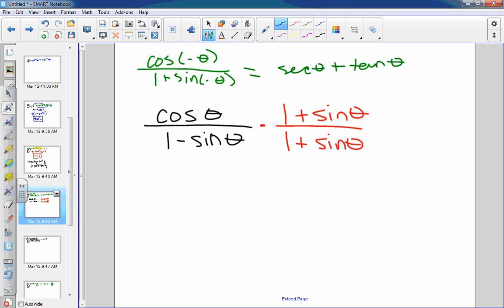Do we see that? So what do you think you should do with the bottoms and the top? Marry them by foiling. So if I FOIL this bottom, the top I'm just going to leave as the cosine of theta times 1 plus the sine of theta. And the bottom, what does that bottom give me?